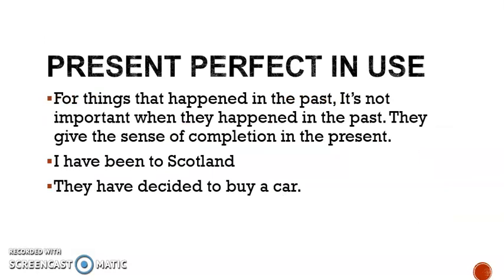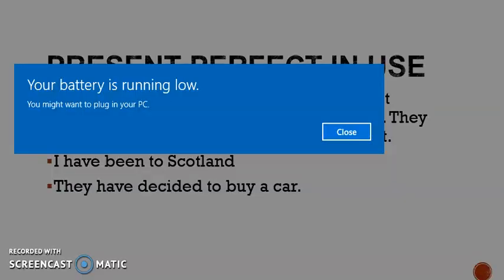Now we will see what are the situations when we use present perfect. We use present perfect for things that happened in the past. It's not important when they happened in the past. They give the sense of completion in the present. For example, I have been to Scotland.